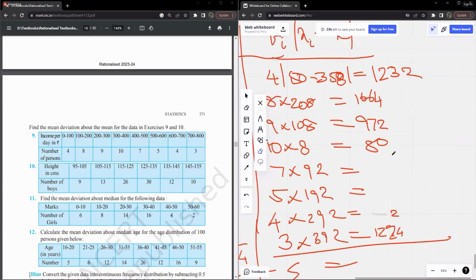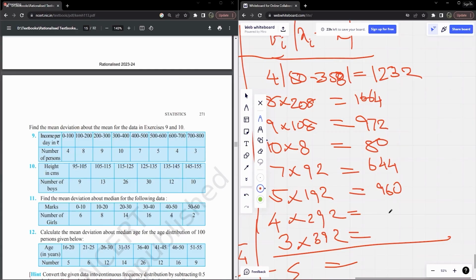Right? 7 9s are 63, 630 and a 14, that is going to be 644. Then I'll have 5 into 192, right? 19 plus 95. So I'll have a 960 over here. This is 4 into 292. 29 fours are, it's going to be what, 116, right?